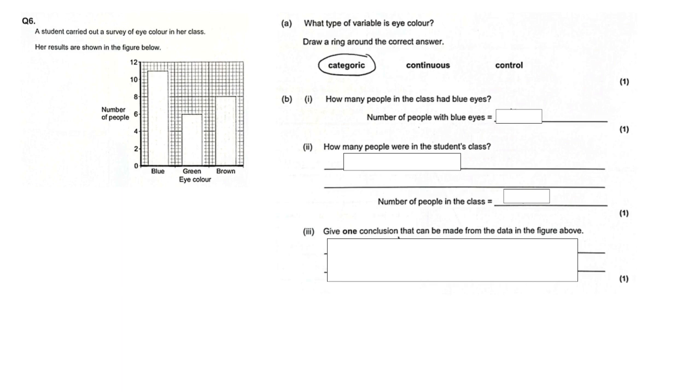And a control variable is a variable that needs to be kept the same to make it a fair test. If we look at the data, how many people in the class had blue eyes? If you look at the bar here for blue, it is between 10 and 12. It is 11. Be careful, you can't have half a person. How many people were in the class? We have 11 with blue eyes, 6 people with green eyes, and 8 people with brown eyes. So to calculate the total number of people, you do 11 plus 6 plus 8, and that is, I think, 25.